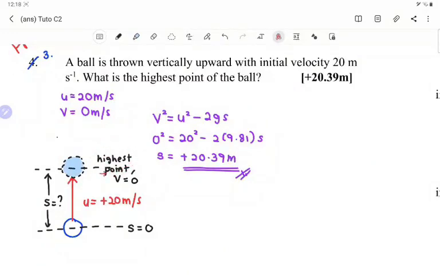Okay, but we know that for the highest point V is equal to 0 because the ball is as if it has stopped at the highest point. Okay, seperti bila kita baling atas, dia macam berhenti seketika sebelum dia turun kan. So bila dia berhenti, the velocity is equal to 0. So we have U, V, and we know G, 9.81. And then we need to find S. So which formula is the most suitable? This one. Okay, you just substitute and you will get positive 20.39 meter. Positive because the displacement or the S is above the reference line.